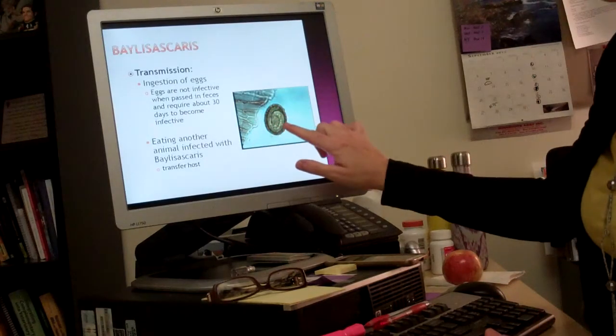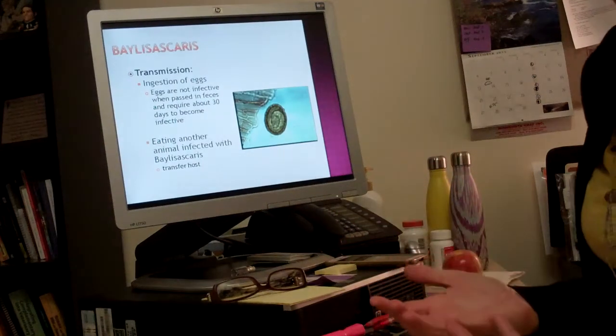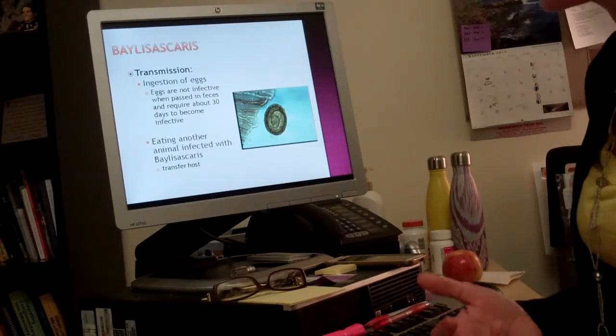All of the other infective stages of roundworms, Toxocara and Toxascaris, can be killed by bleach, can be killed by the common disinfectants that we have here.